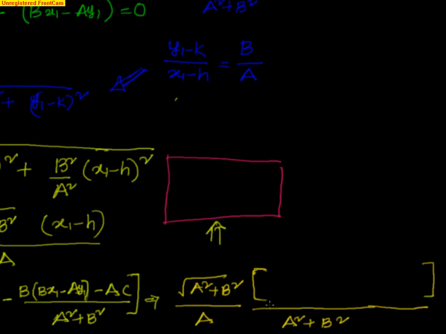Okay, we'll take the big one. Now let's simplify this. a square plus b square into x1, so that becomes a square x1 plus b square x1, minus b square x1. What else do we have? Plus ab y1. I have done this, b square x1, ab y1, plus ac. That's it. I don't have anything else.